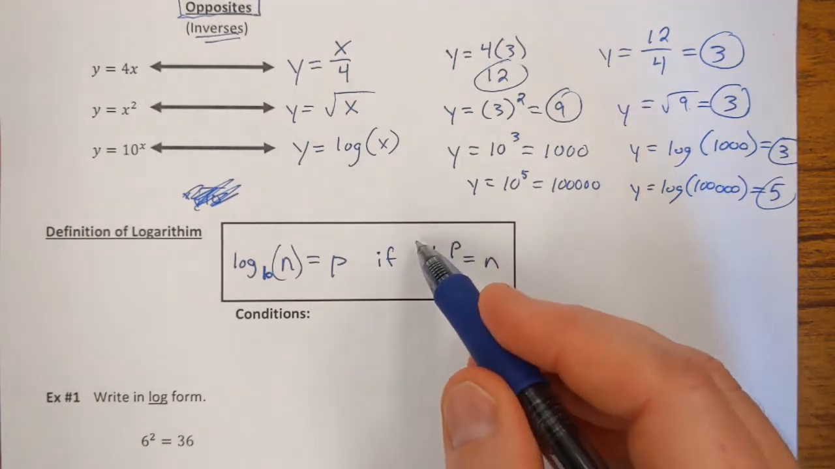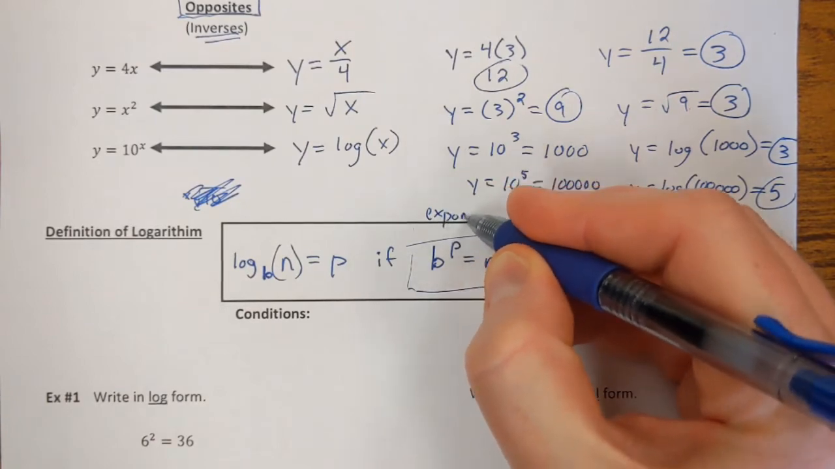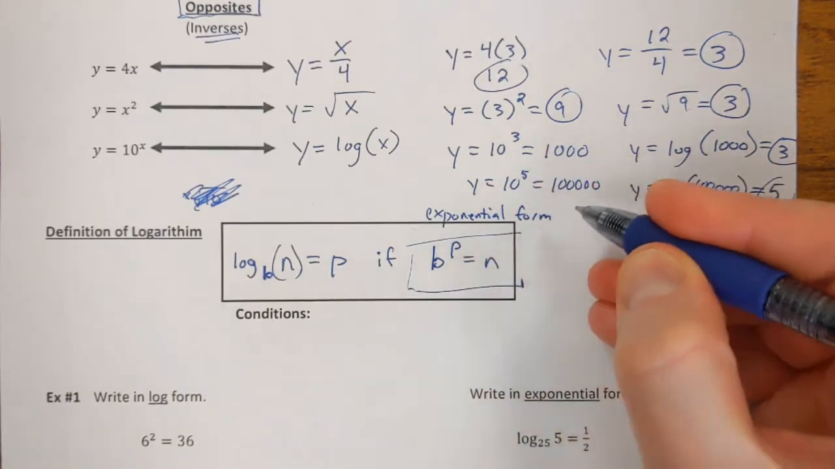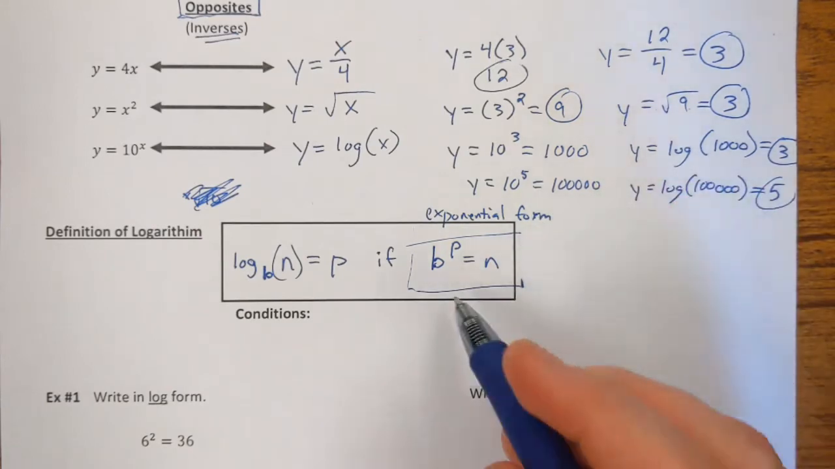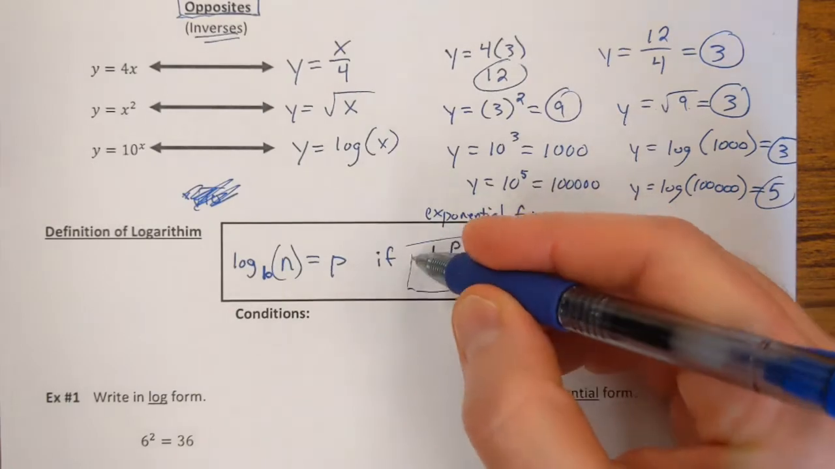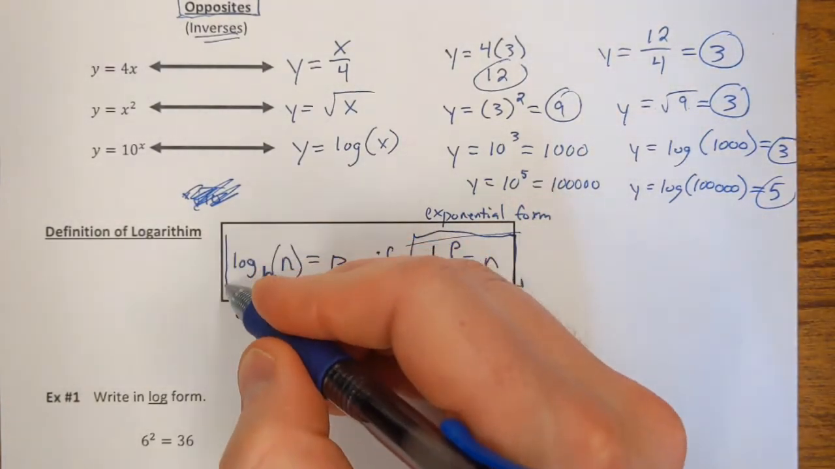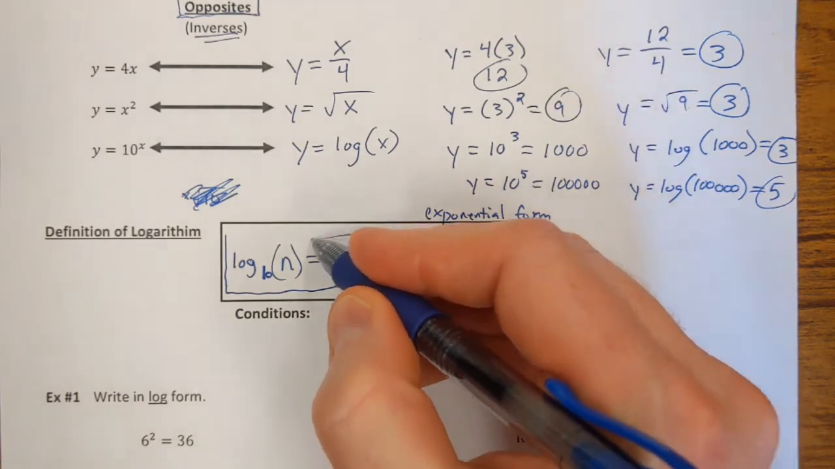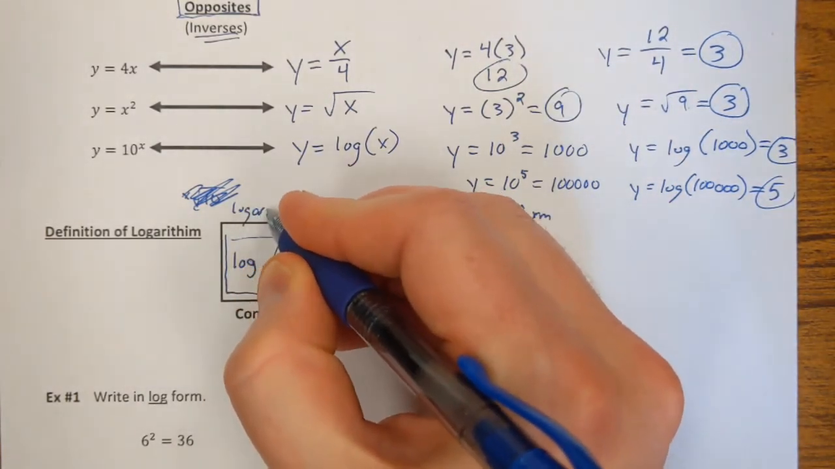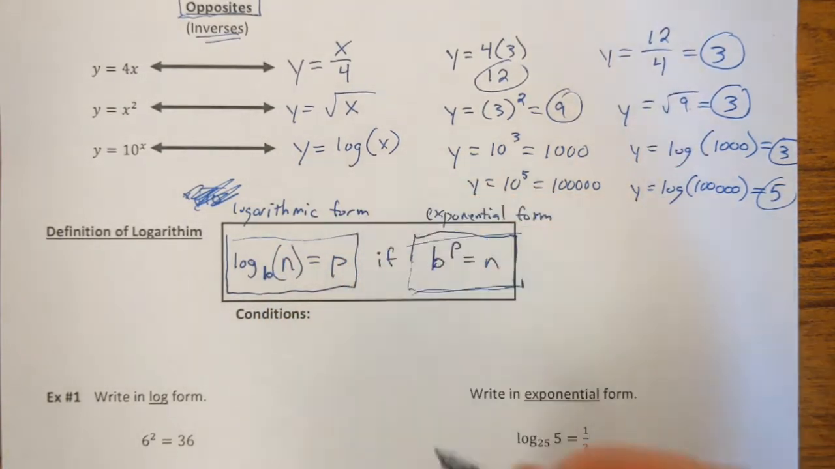Now you're already familiar with this form right here. This is called exponential form. This is the form you've been using since, I don't know when you learned exponents, middle school, 9th grade, who knows? I don't know for sure. But you've known exponential form forever. This form over here, though, it's a different way of saying the exact same thing. This over here is called logarithmic form.